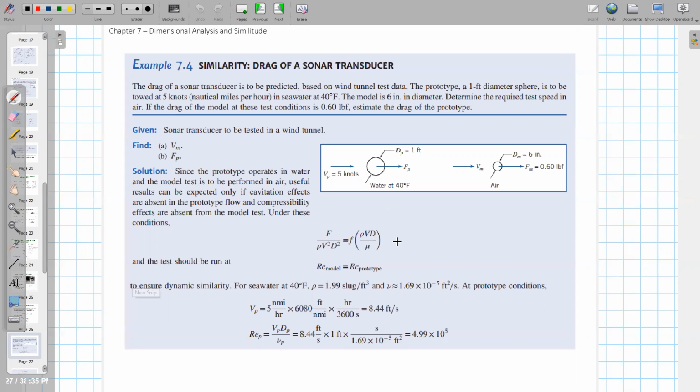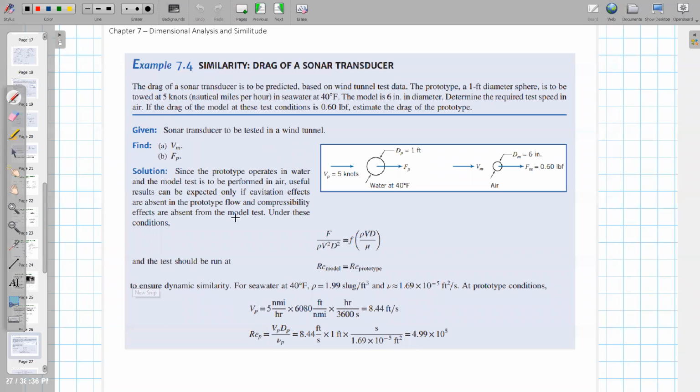So we know that the only dimensionless parameter, the independent dimensionless parameter, is the Reynolds number. So we just need to guarantee that the two cases have the same Reynolds number. You have the Reynolds number of the model equal to the Reynolds number of the prototype. Okay, and so in this way, first you start from the prototype problem, right?